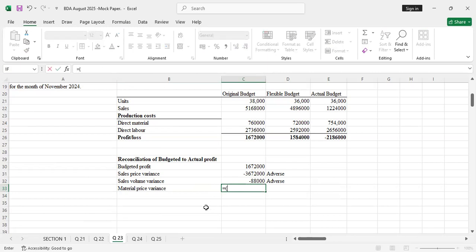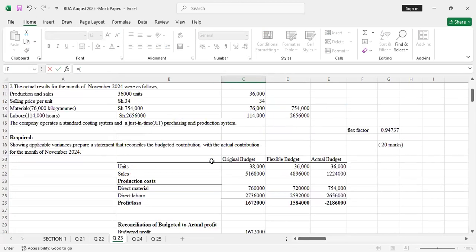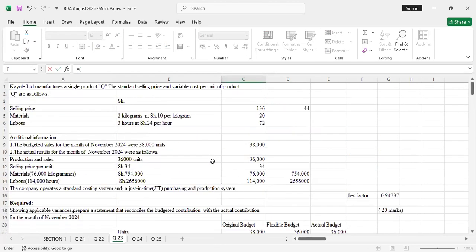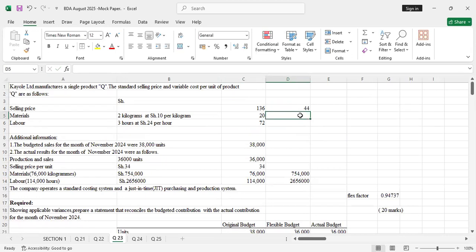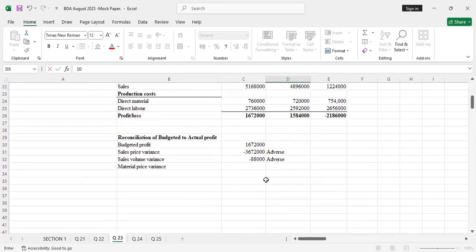So we'll say equals to bracket, standard price. What was the standard price of material? That's per kg. Material will come here. This is the standard: we have material 2 kilograms at shillings 10 per kilogram. So I'll put that 10 here because that's the standard price. So the standard price was 10.